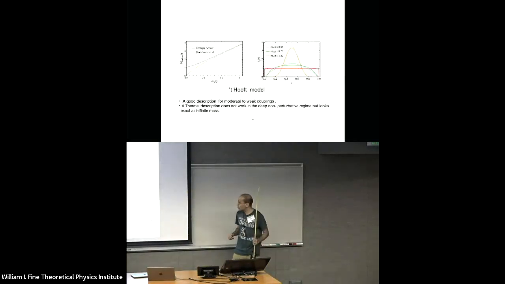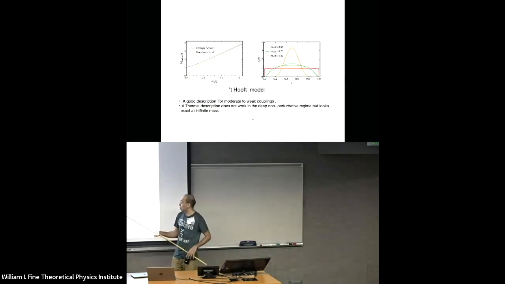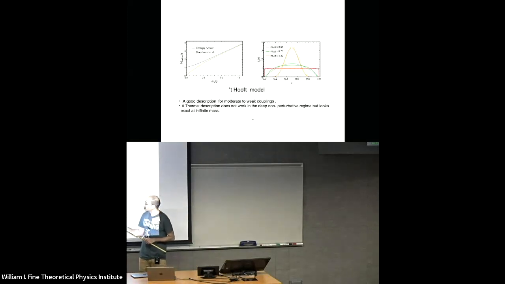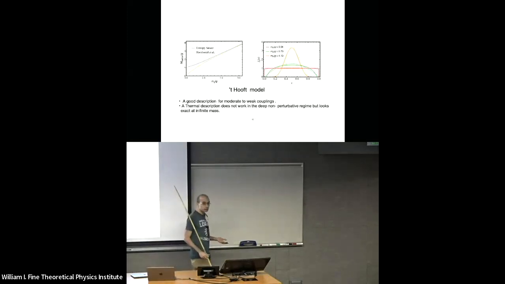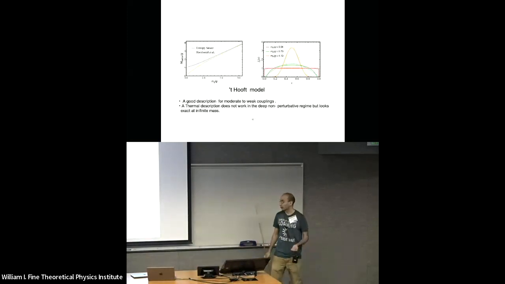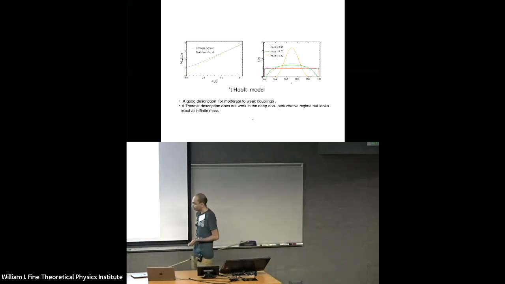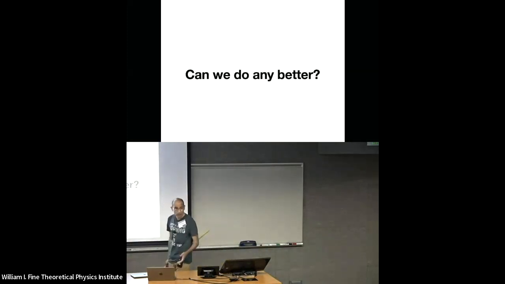And the same thing seems to be true for the 't Hooft model as well. So in this case also, I'm just showing the meson. I'll come to the baryon momentarily. So even in this case, I see the same behavior, but it's remarkable that even at order 1 couplings, we still get a pretty good description of the system just using a thermal ansatz. However, the thermal description does not work in the deep non-perturbative regime, but looks exact at infinite mass. And so we want to ask the question, can we do any better than this?